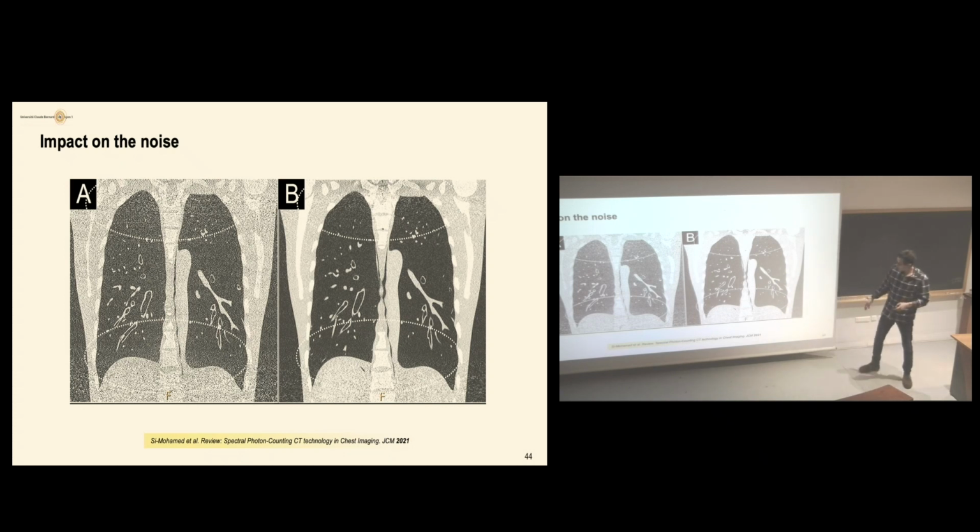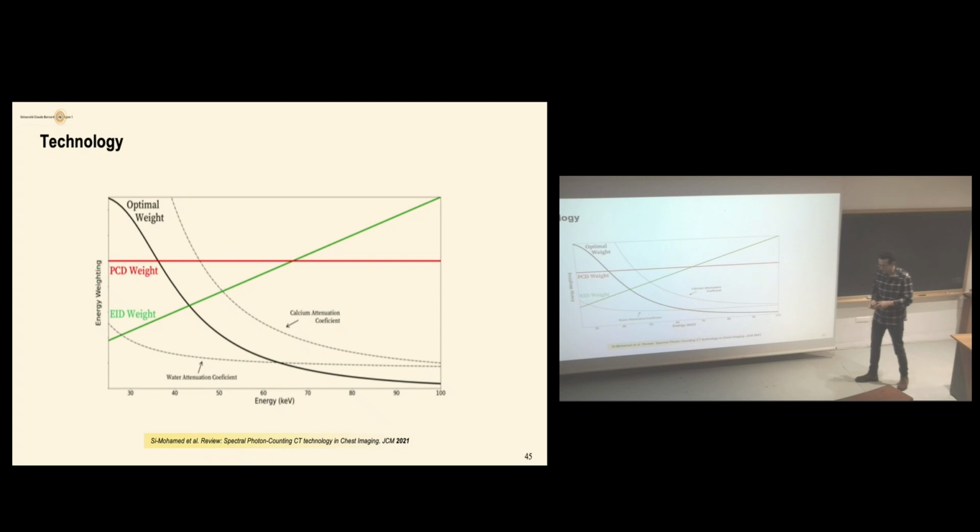And this is important because usually for smoker-related lesions, you have the cancer in the top, and for fibrosis, you have fibrosis in the lower part of the lung. So you see that these are in really important areas, and that means that spectral photon-counting CT can reduce the dose and improve the image quality for this.